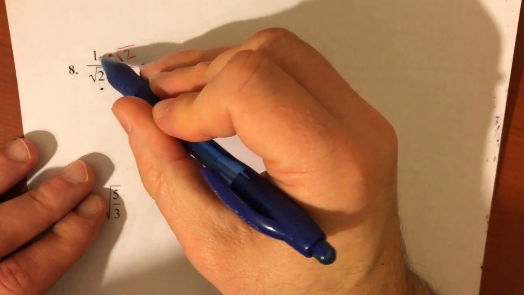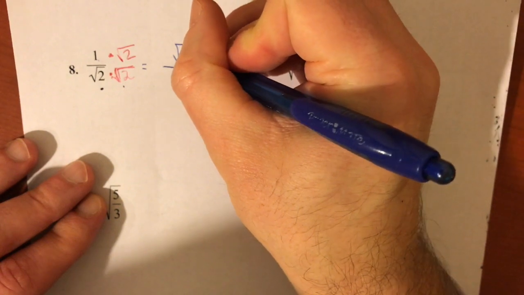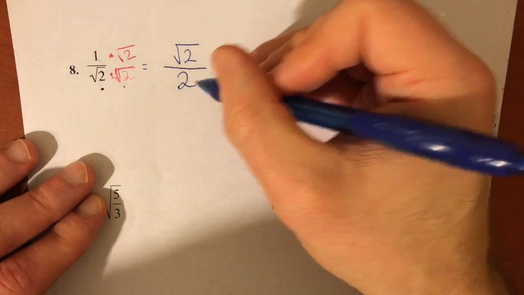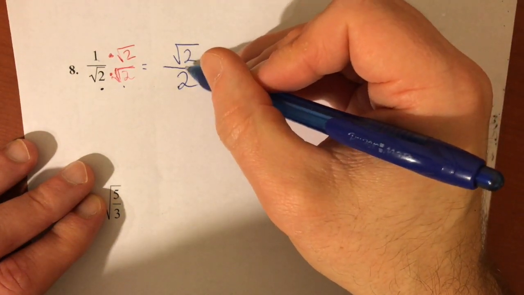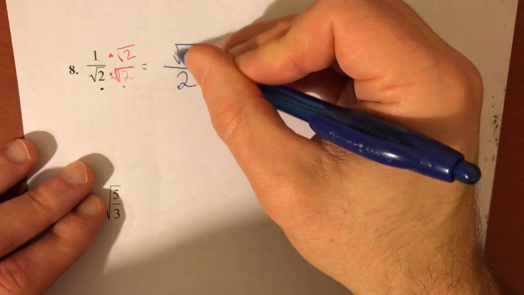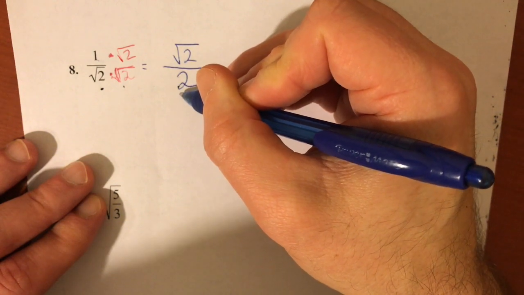And in the numerator, 1 times root 2, we've been multiplying radicals now, 1 times root 2 is root 2. And now you have this. Does root 2 over 2 reduce in any way? No. And if any of you are tempted to divide 2 by 2, keep in mind you can't. That 2 is inside that square root.